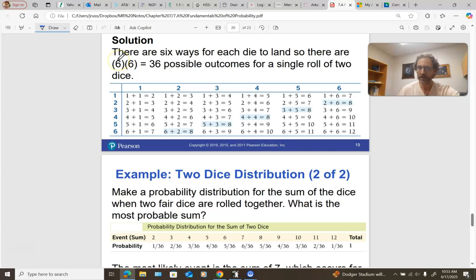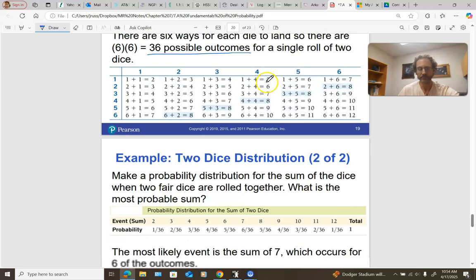Think about that multiplication rule again. There are 6 outcomes for the roll of the first die, and then 6 more outcomes for the roll of the second die. So using the multiplication rule, 6 times 6 is 36. So there's a total of 36 possible outcomes when you roll two dice.